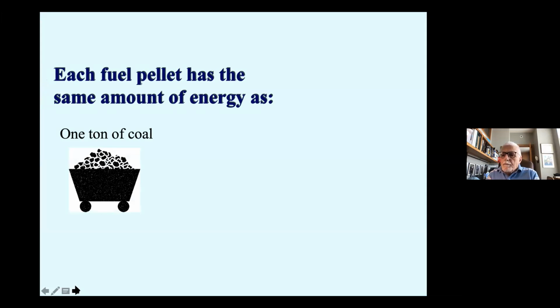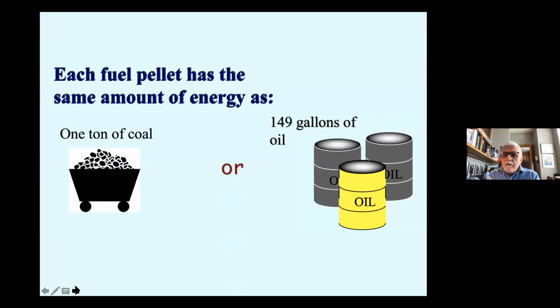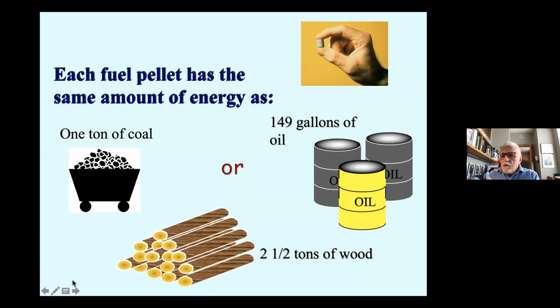So each of these little pellets that the fellow had in his hand has the amount of energy of a ton of coal, 150 gallons of oil, or 2.5 tons of wood. And if you had 5 of these pellets, you don't have a reactor in your home, but they would provide all the fuel you would need for a home for a year.